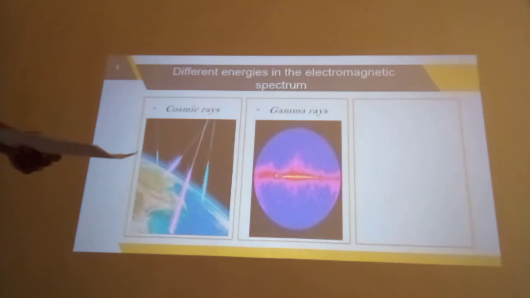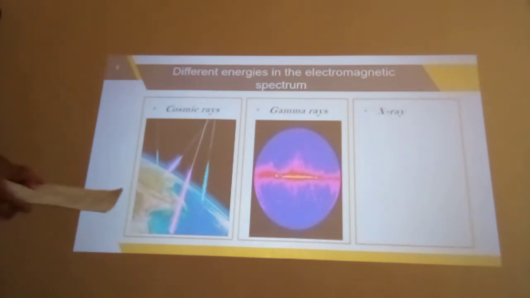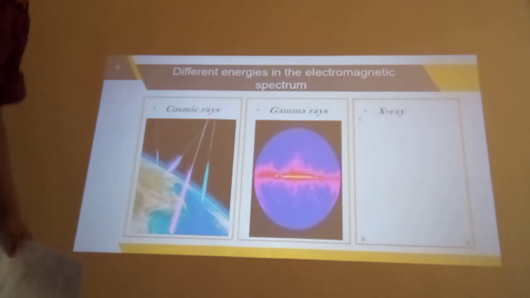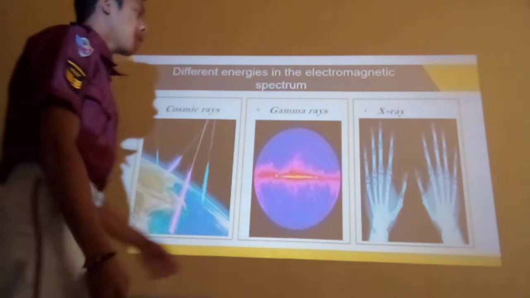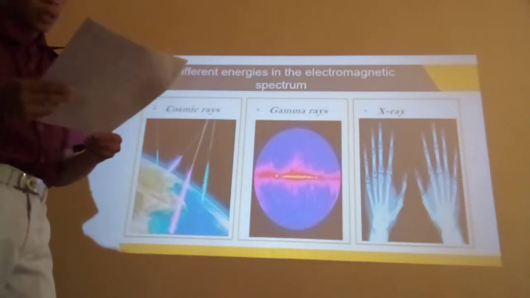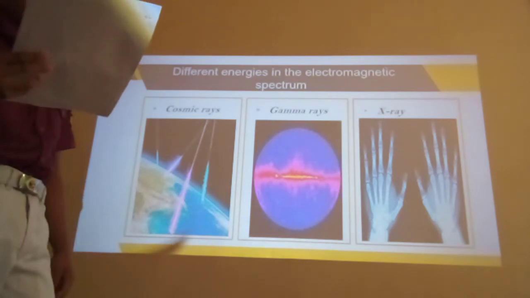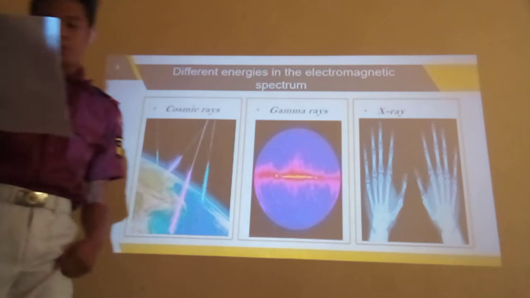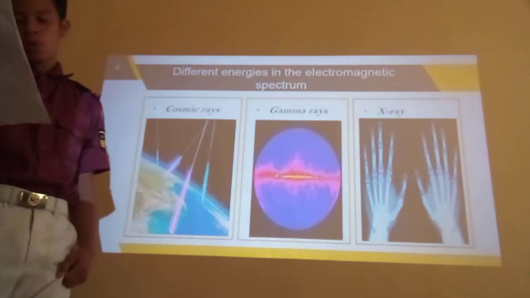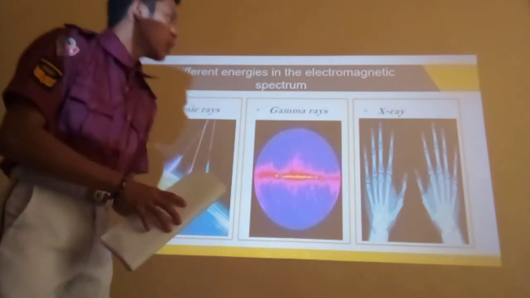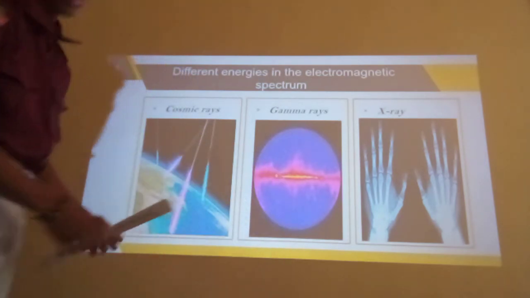Next of the different energies is the X-ray. This is the example of X-ray. The definition of X-rays: an electromagnetic wave of high energy and very short wavelength which is able to pass through many materials opaque to light. So this is the example of X-ray.